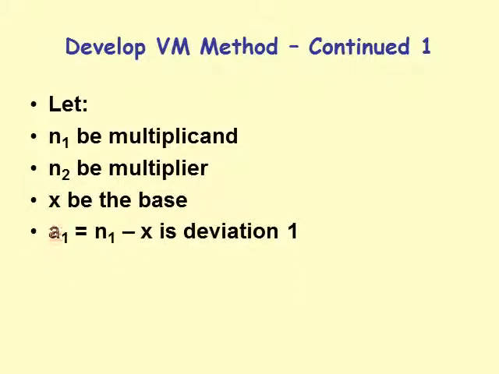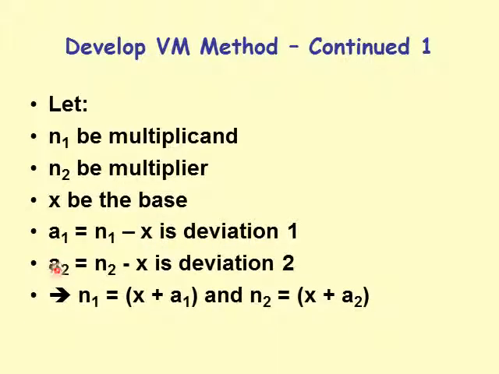Okay, and then a1 is n1 minus x. We say deviation 1 is number minus the base. Deviation 2, a2, is n2 minus x, which is number minus base. That means n1 is equal to x plus a1, and n2 is x plus a2.